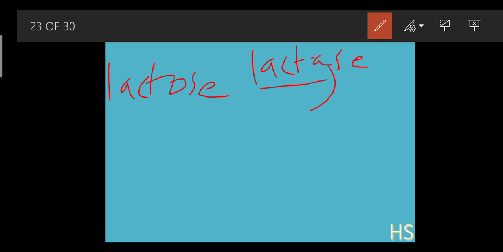Then there is lactose which is present in the milk. Again, this is a disaccharide. So how to remember the name? Lactase, ASE. It will get converted into glucose plus galactose.